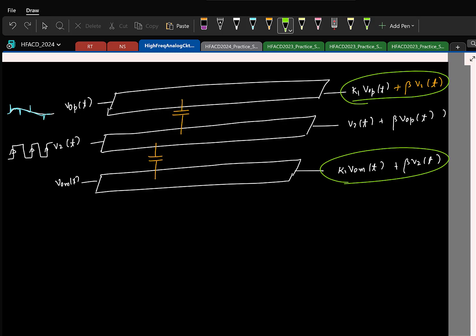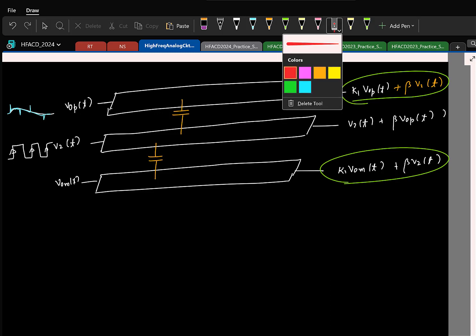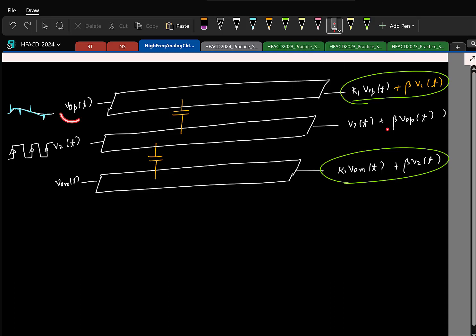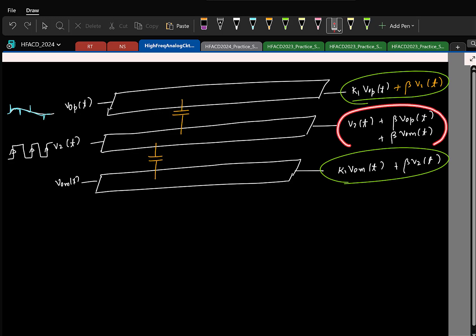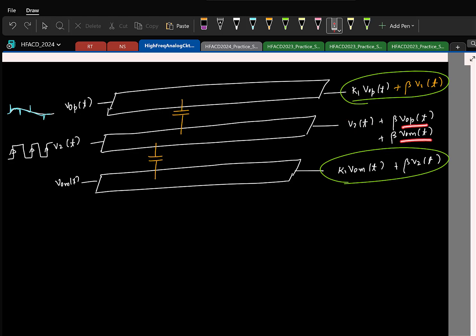So now if we look at what happens to the line V2, earlier I just had a fraction of this signal getting added. Now I'll also have the same fraction of the other signal. So if I don't want this to be changed, that is, I want this to be equal to V2 of t, how will I choose VOP and VOM? I mean, if I want this to be equal to V2 of t.